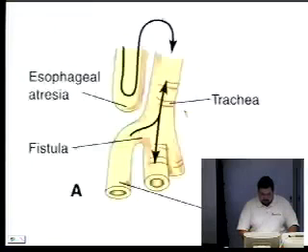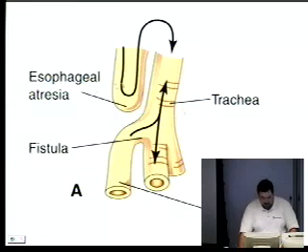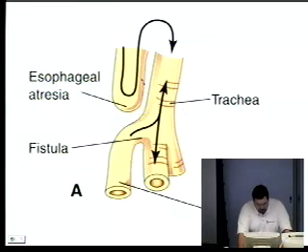Let me go ahead and scoot up ahead to these pictures. So right here we have the esophageal atresia, which is this little pouch right here where this should be connecting to the remainder of the esophagus.